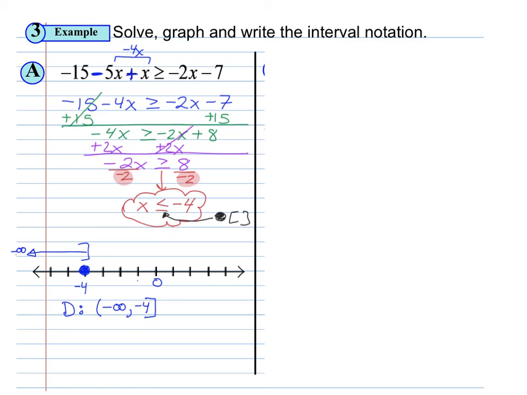Again, same inequality. Apparently, I really like these inequalities. The equal sign says it's filled in and it's brackets. And this is saying all the x's that make this true, again, are less than or equal to negative 4. All the numbers that are less than negative 4 are to the left side. So this is why we have this. Our domain is going to be from negative infinity, all the smaller numbers, to negative 4, including negative 4.